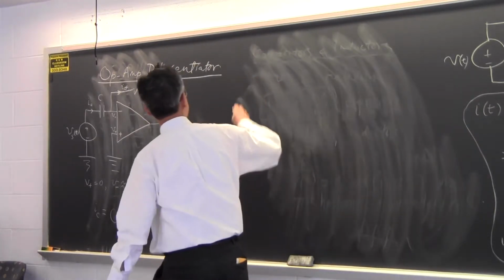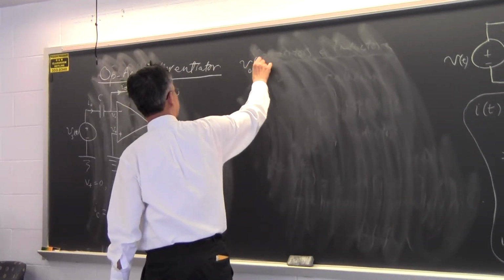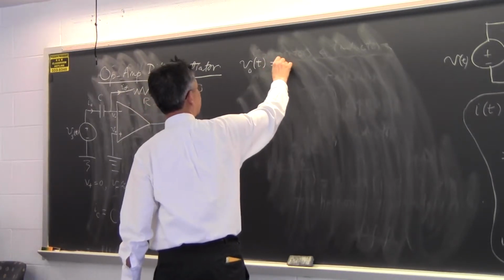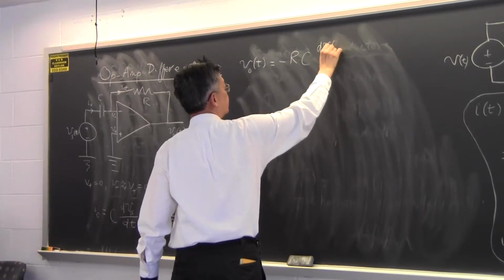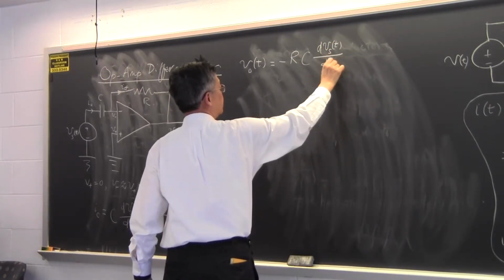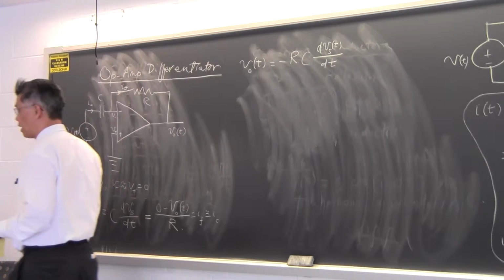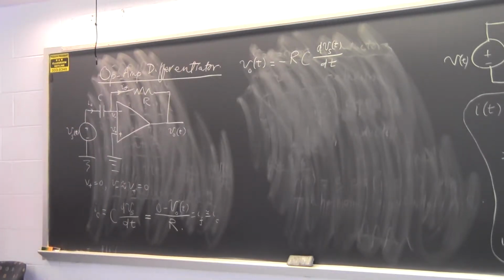So I can write the fact that Vout as a function of time is just equal to minus RC dVs(t)/dt. So this is an op-amp differentiator circuit. The output is related to the time derivative of the input signal Vs. Any questions regarding this very simple capacitor differentiator circuit?